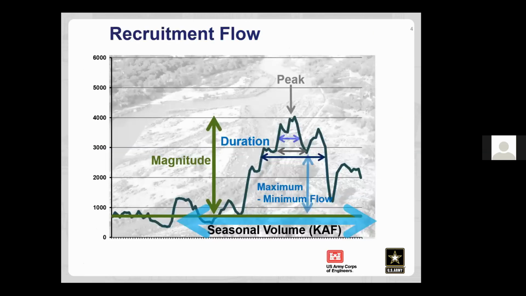So this is a hypothetical graph showing the parameters of interest for recruitment flow. We're interested in magnitude, how high that flow is that gets up onto the floodplain. We generally want to see what peak flow looks like. We're interested in duration. And since peak flow tends to be fairly narrow, we're also interested in what we call maximum minimum flow. What is the longest duration that will stay on the floodplain to fulfill silvery minnow life history? And that's kind of what Rich was getting at in some of his slides there.